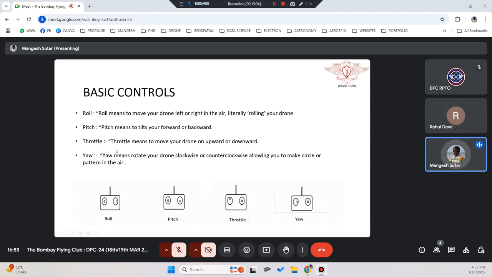Now the same goes for the left stick. On the left stick, your up and down movement is throttle. As you move up, your drone will climb up. As you move throttle down, your drone will come down. When you do lateral movements, yaw means rotating your drone clockwise or counterclockwise, allowing you to make a circle or pattern in the air.